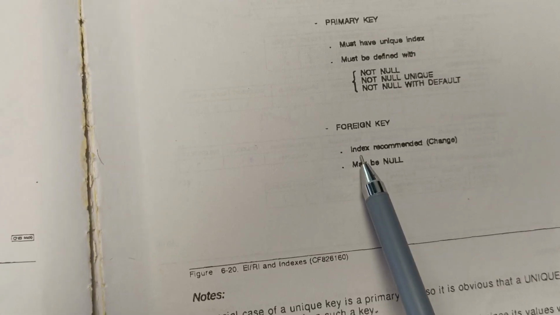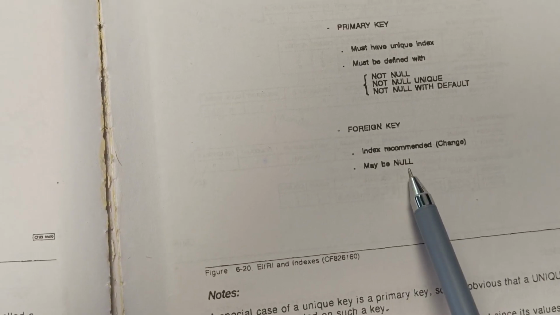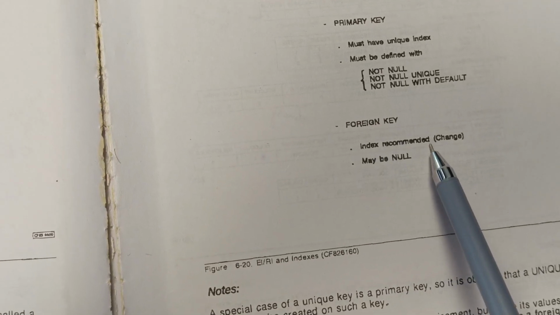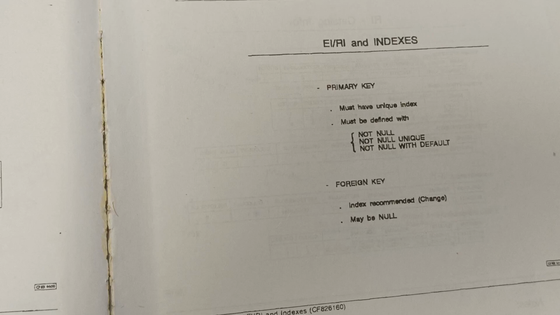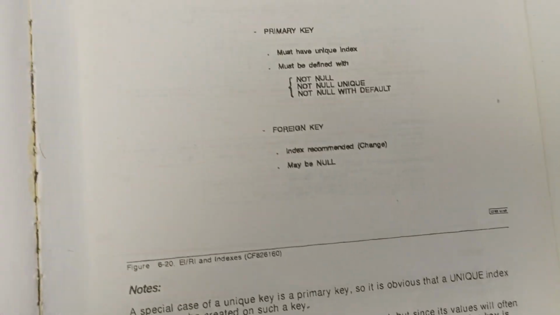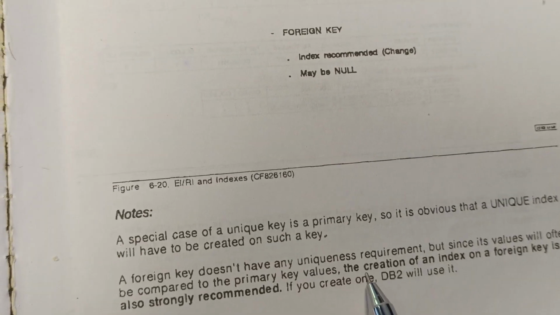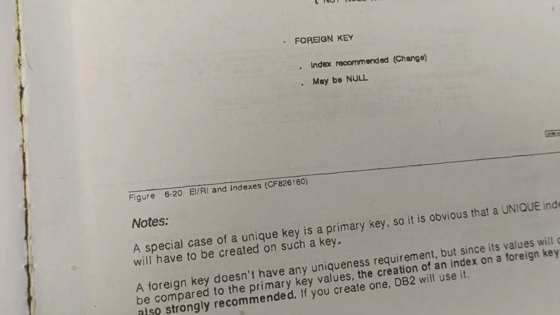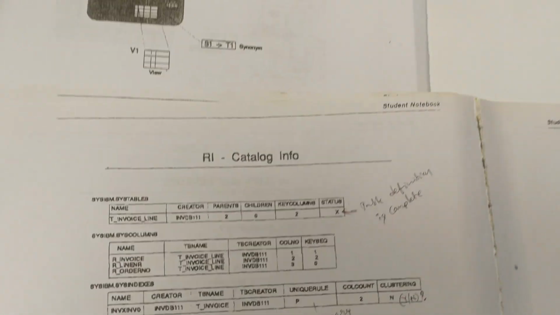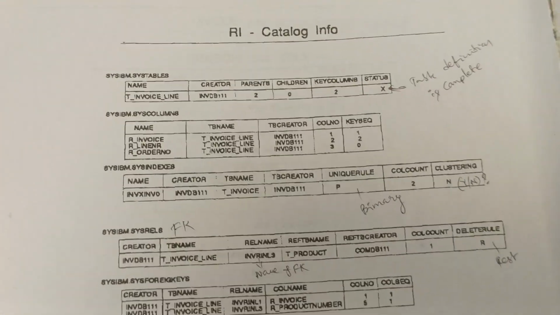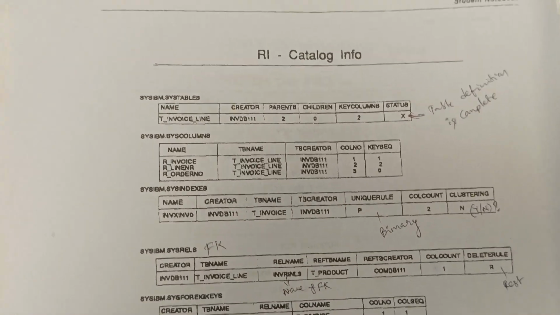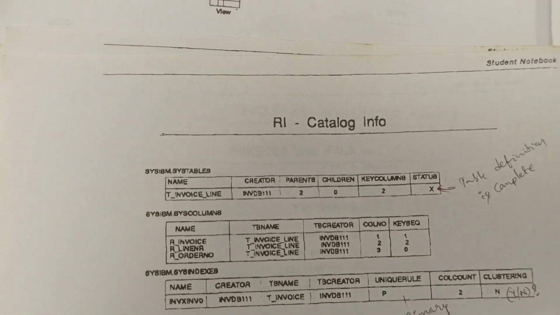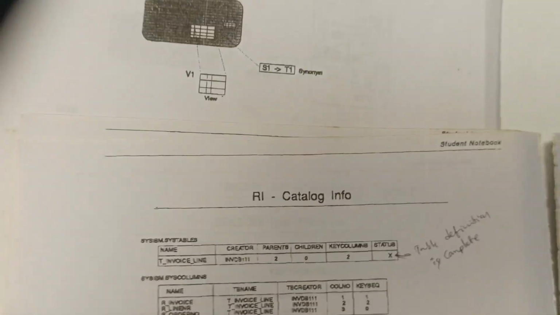For a foreign key, an index is recommended, and a null value is also allowed in the foreign key. This is another important property of the foreign key value. One more point: creating an index on a foreign key is strongly recommended. You need to create a foreign key for the corresponding table, and you need to create an index on the foreign key value also. This is recommended.